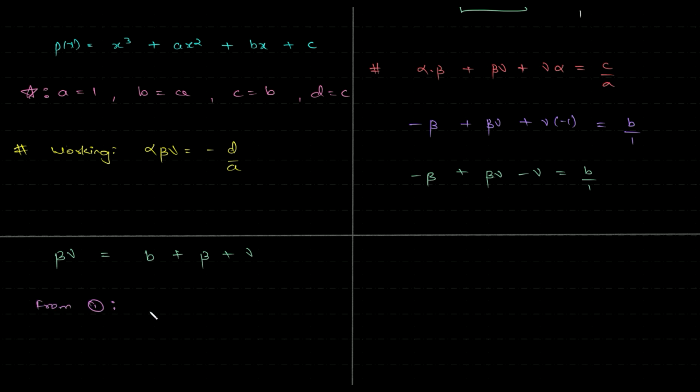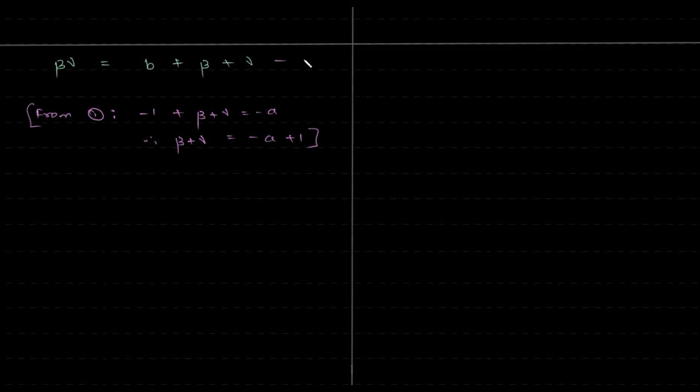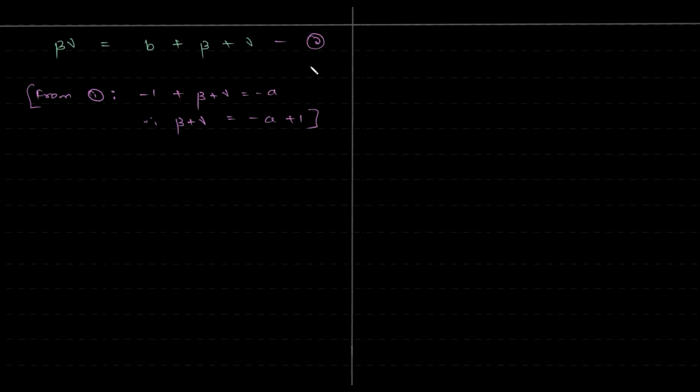From 1, we have minus 1 plus beta plus gamma is equal to minus a. Therefore, beta plus gamma is equal to minus a plus 1, right? So substituting the above expression in 2. Okay, let's do that. Substitute beta plus gamma in 2. So what do we get?